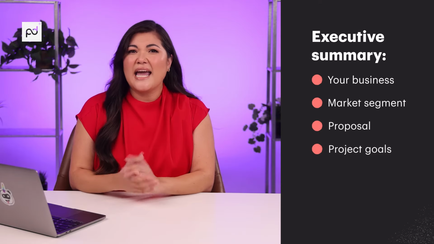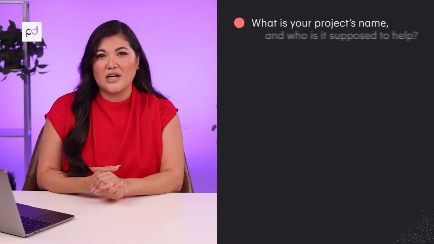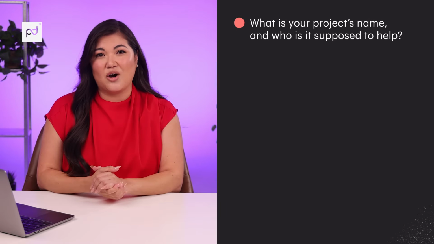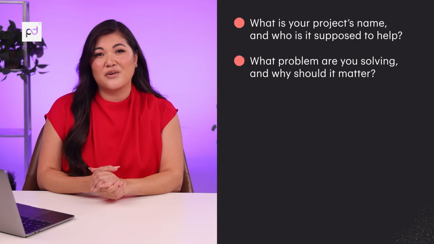Every winning grant proposal needs to start with a brief executive summary. This section should introduce your business, market segment proposal, and project goals. Aim to answer the following questions in your summary. What is your project name, and who is it supposed to help? What problem are you solving, and why should it matter?